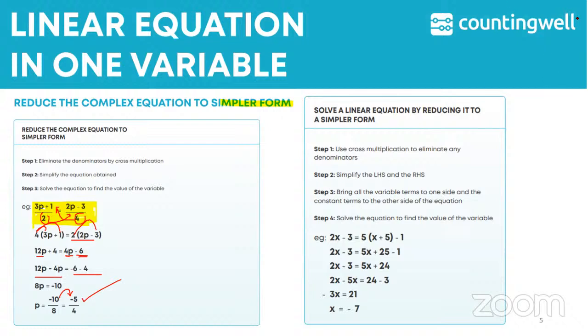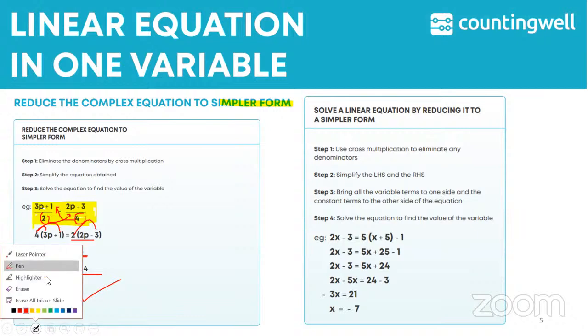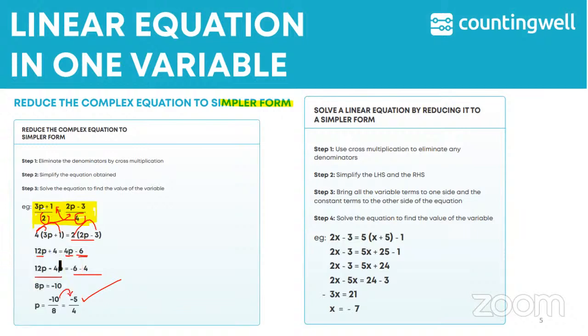Now let us see how to solve a linear equation by reducing it to simpler form. Step 1 is cross multiplication to eliminate any denominators. Simplify LHS and RHS. Bring all the variable terms to one side and constants to the other side. Solve the equation. So here you can say 2x minus 3 equals 5 into x plus 5 minus 1.